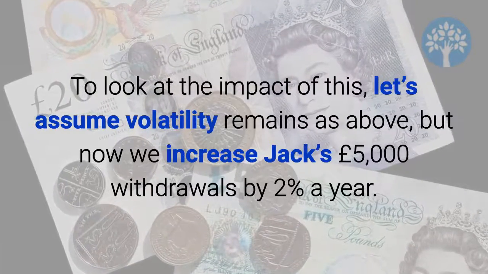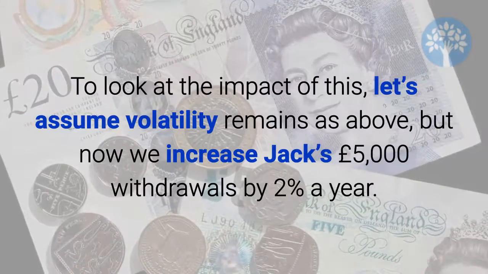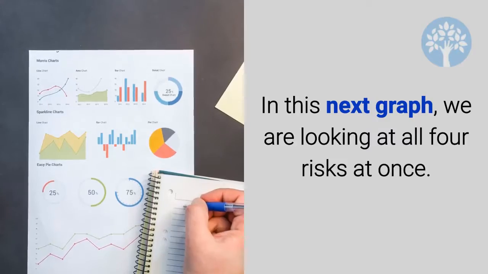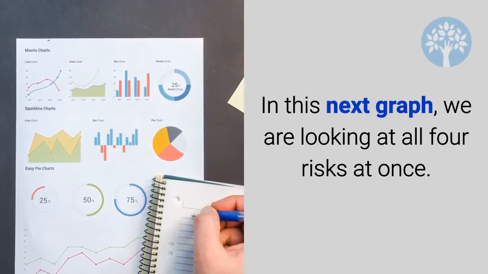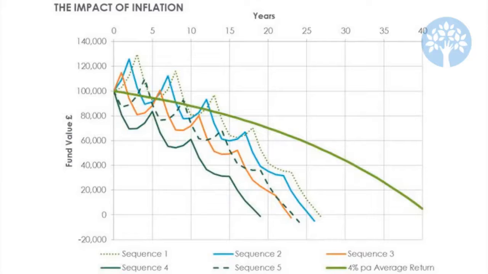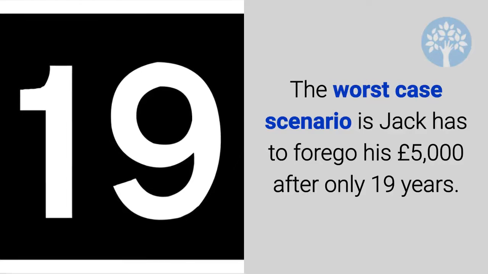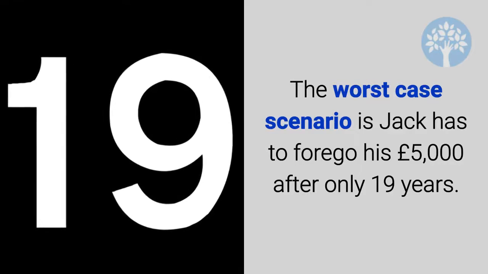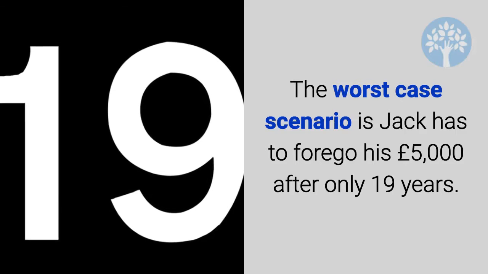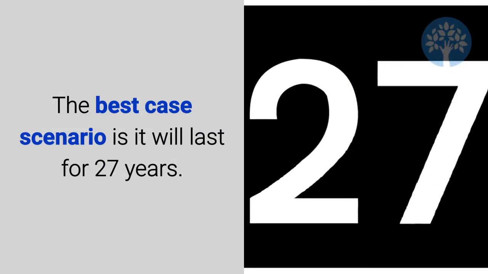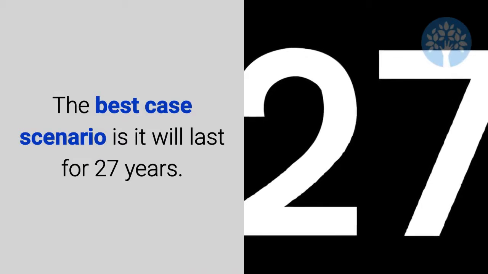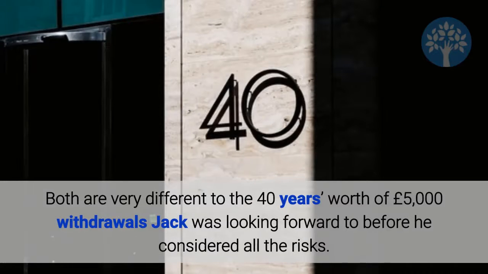So let's assume now that Jack is increasing his withdrawals by 2% a year. And in this graph, we're looking at all four risks at once. You can see that their combined effect is very different to where we started. In the worst case scenario, Jack's £5,000 withdrawals will only last him for 19 years before he runs out. But in the best case scenario, it'll last for 27 years. And both these scenarios are very different to the 40 years of withdrawals that Jack could have looked forward to of his £5,000 withdrawals if we just looked at a linear 4% per annum.